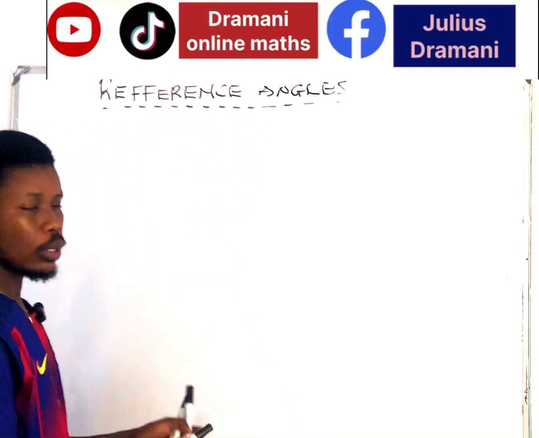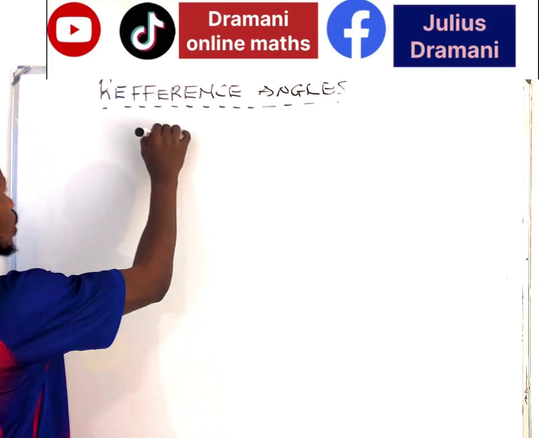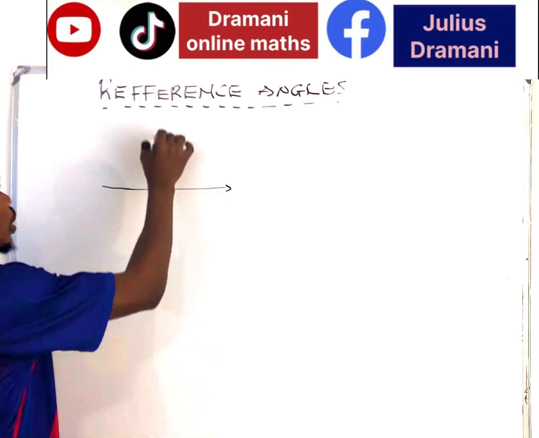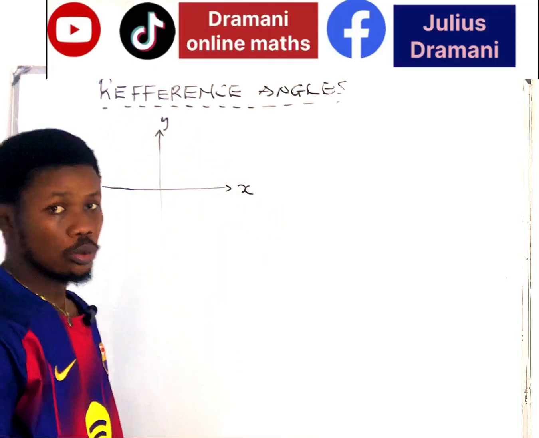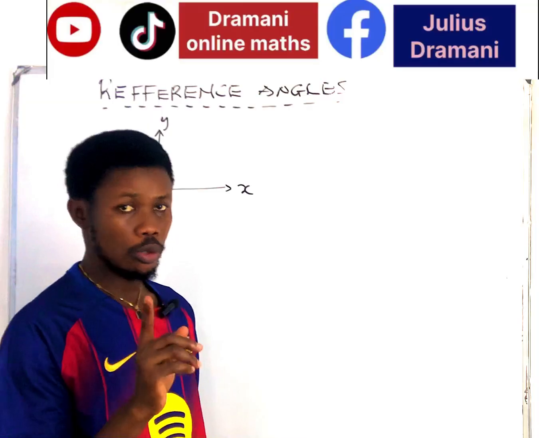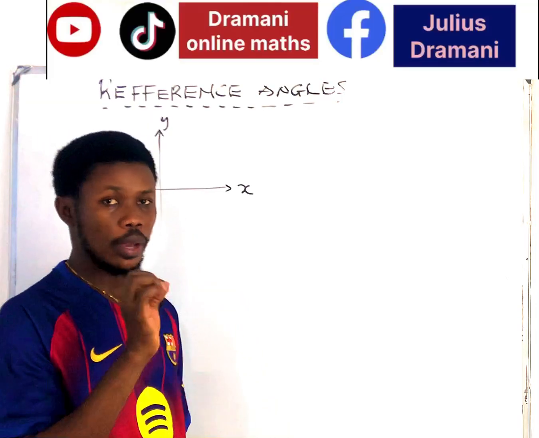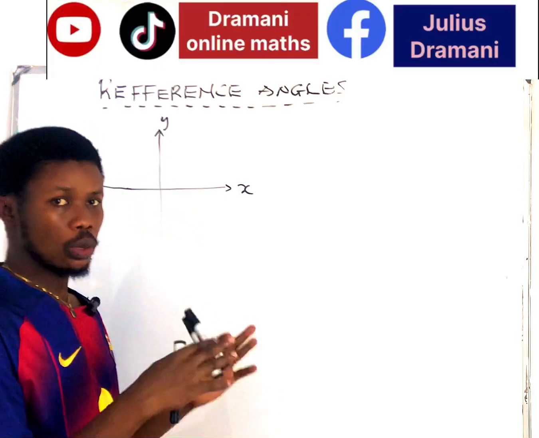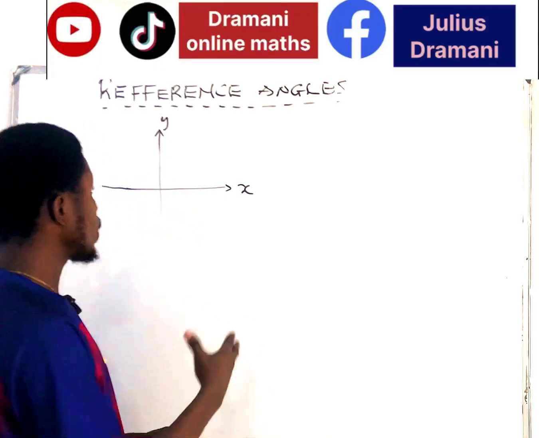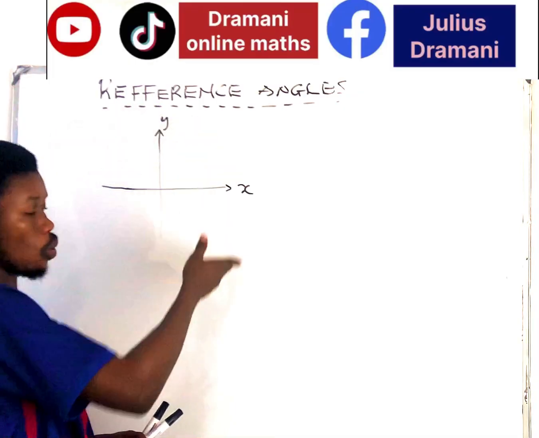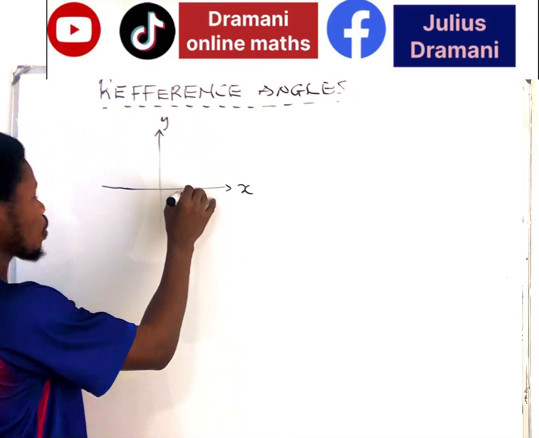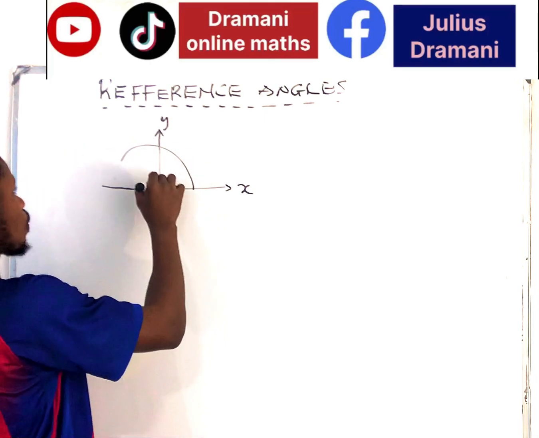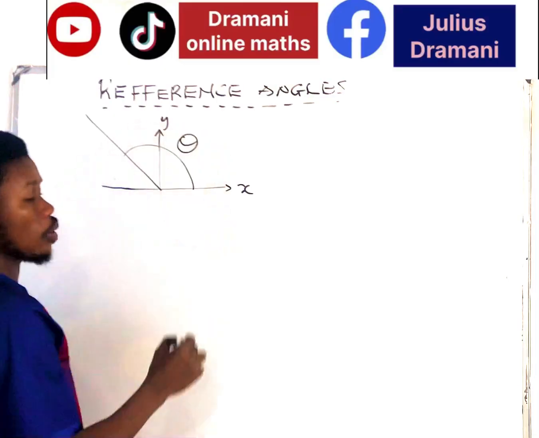Reference angles. What do we mean by a reference angle? Let's say that I have this is my y, this is my x. We all know that for angles, one thing you should know, angles are measured from the positive x-axis, anti-clockwise, unlike bearing where you measure from the north or the y-axis clockwise. So when you are measuring angle, you start from the x-axis. So let's say this is my angle theta.